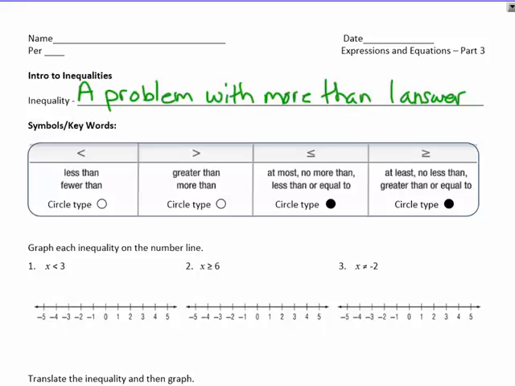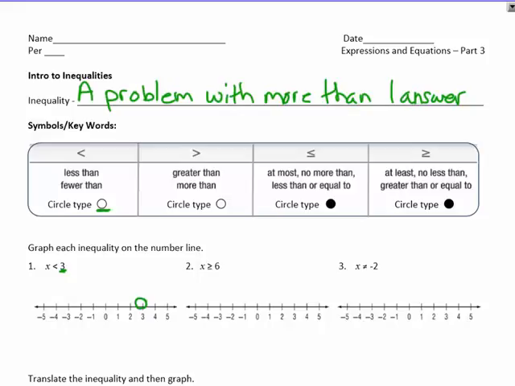So when I look at this, number one says x is less than 3. So whatever number this is, I have to put a circle. And the circle is either open or it's colored in, and that depends on the symbol. So this symbol, less than, tells me that my circle type is an open circle. So I go right on the number line at 3 and I draw an open circle.